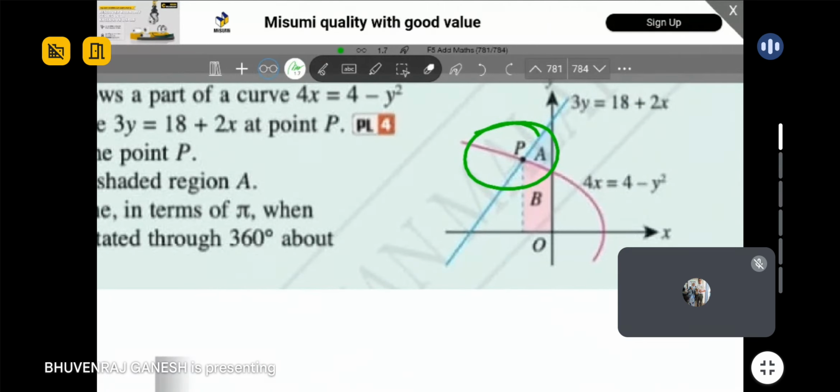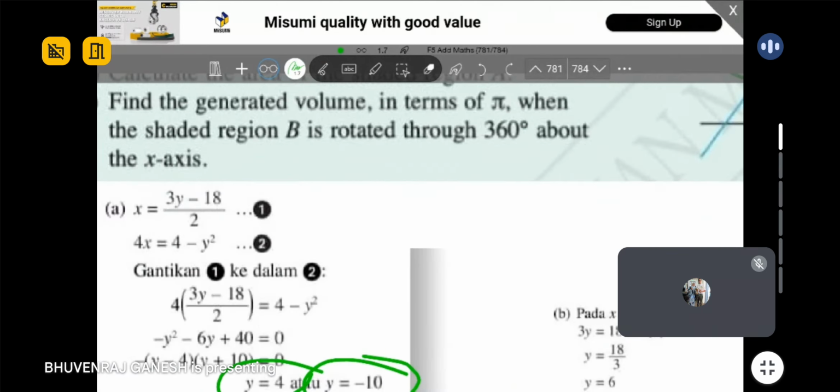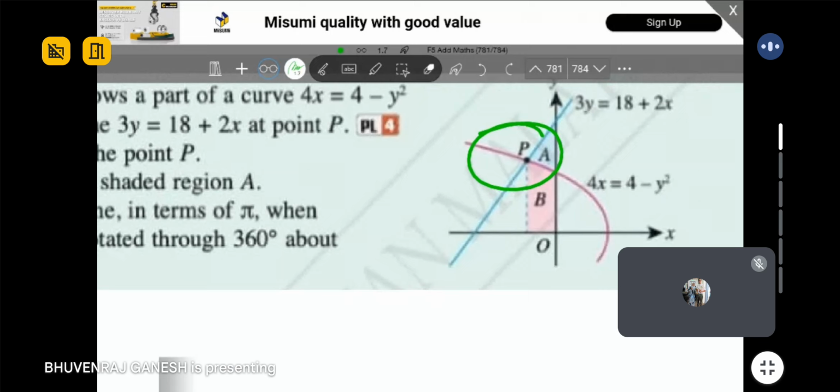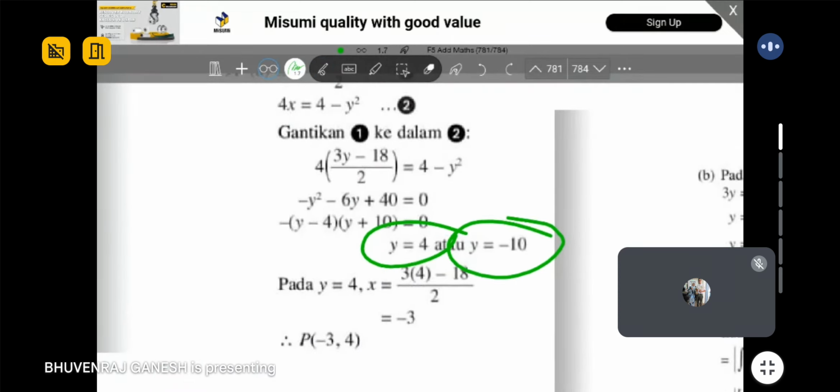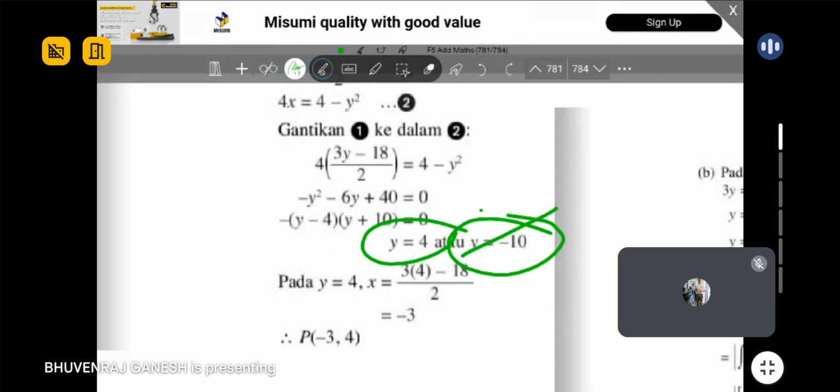So graph is negative, so means that your y value is positive untuk coordinate P. Am I right? Yes, a positive value means that you are going to reject any negative y value. Tolak yang negative. So you just substitute one of the values. Y equals 4, then you will get the answer, -3. Okay? Okay, one more advice lah, guys.